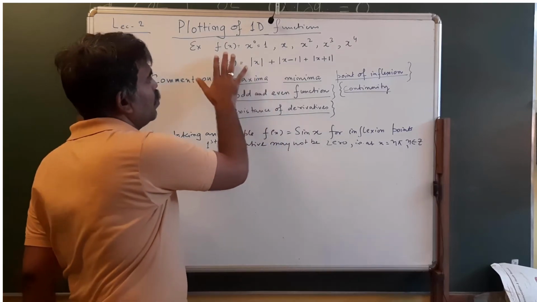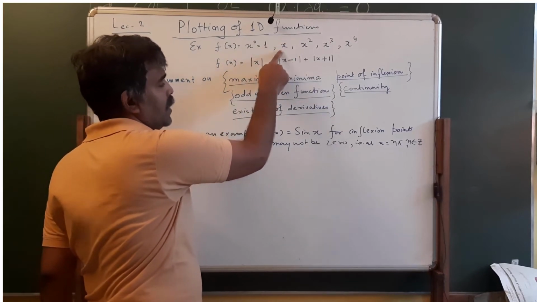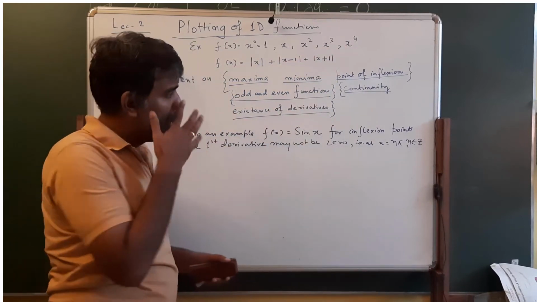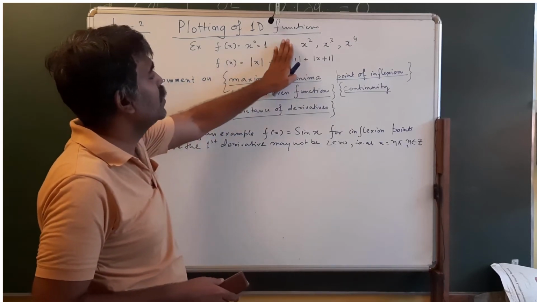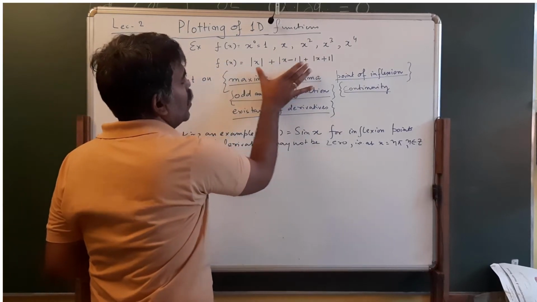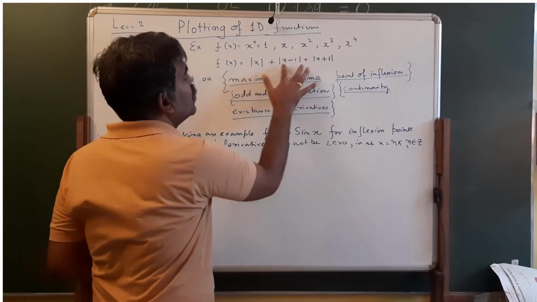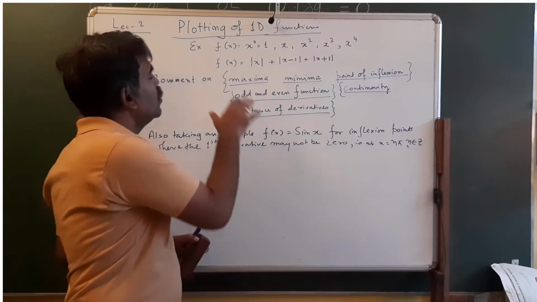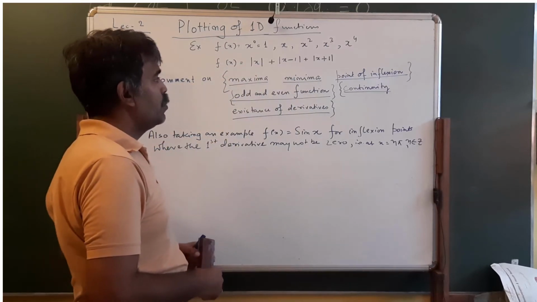One set is we shall plot x to the power 0, that's 1, x to the power 1, that's x itself, and x square, x cube, x to the power 4 on the same graph. And the second, first we shall plot mod x, then we shall plot mod of x minus 1, then we shall add these. We shall plot these three separately and add them. So the resultant function will be mod x plus mod of x minus 1 plus mod of x plus 1.